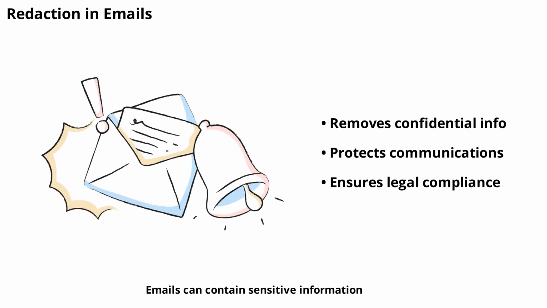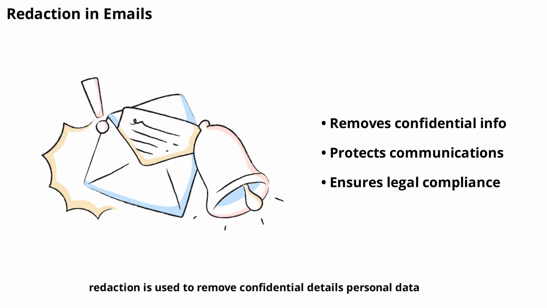Emails can contain sensitive information, especially in business or legal contexts. When emails are shared as part of investigations or public records requests, redaction is used to remove confidential details, personal data, or privileged communications. This ensures that only the necessary information is disclosed while protecting privacy and legal rights.